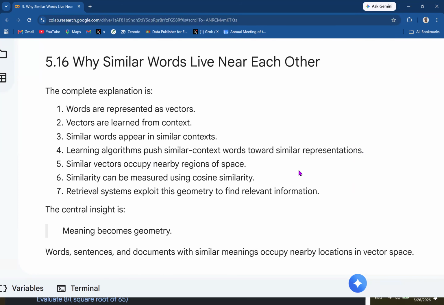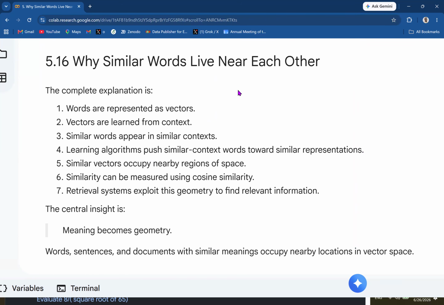Now, the question again comes: why do similar words live near each other? This video is about that. The complete explanation is this: words are represented as vectors because humans understand words, but machines do not understand words. Machines understand numbers, and numbers can be represented as vectors.